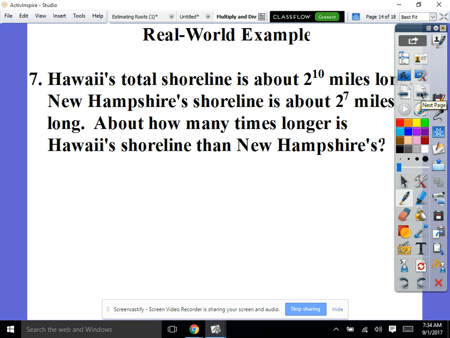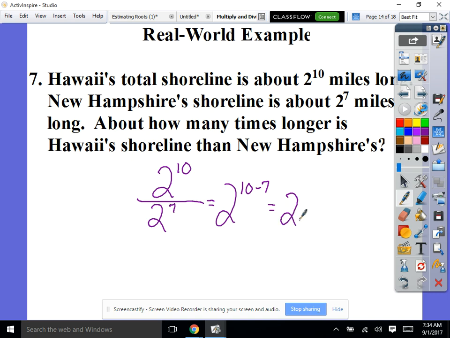All right, real world example. Hawaii's total shoreline is about 2 to the 10th miles long. New Hampshire's shoreline is about 2 to the 7th miles long. About how many times longer is Hawaii's shoreline than New Hampshire's? Well, this is a division problem. Hawaii's 2 to the 10th divided by 2 to the 7th equals 2 to the 10 minus 7, which equals 2 to the 3rd.